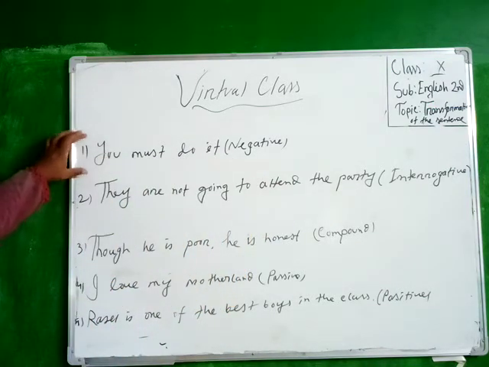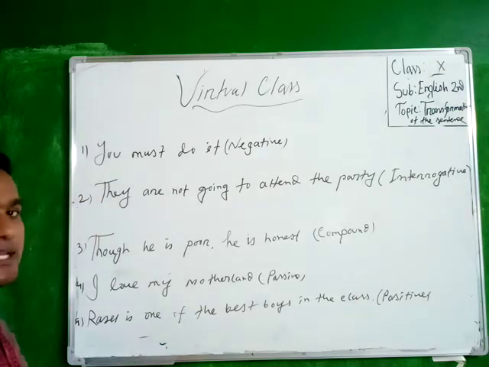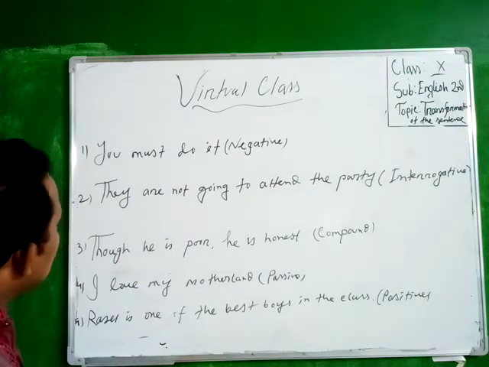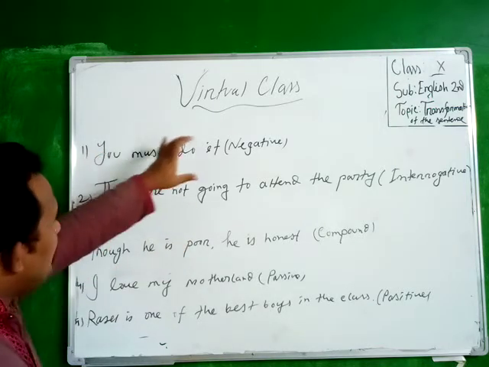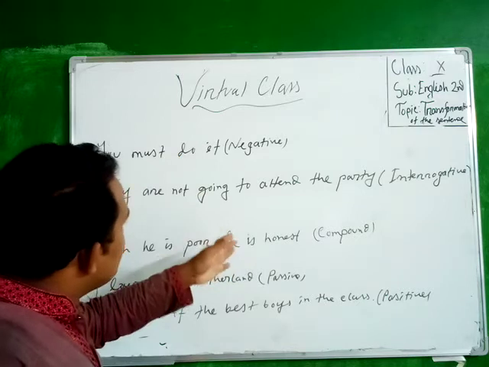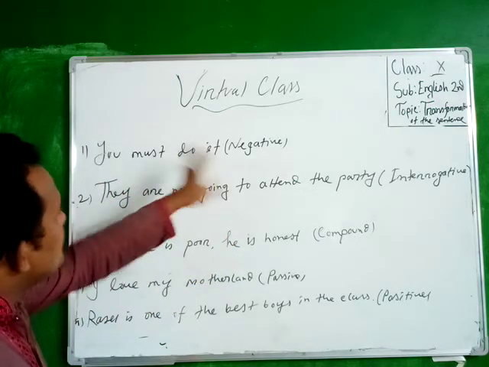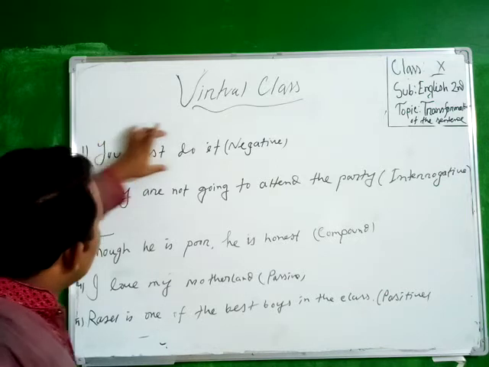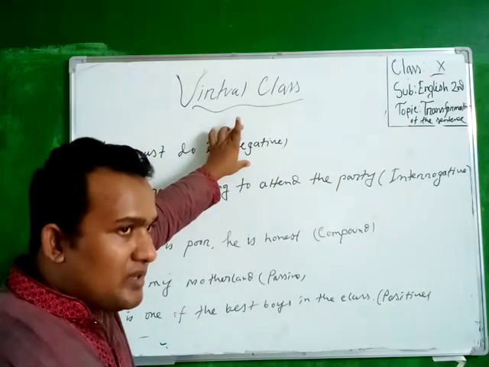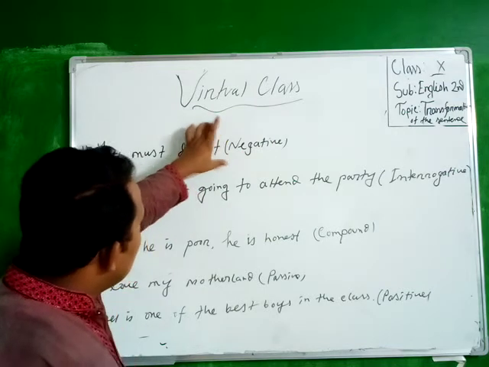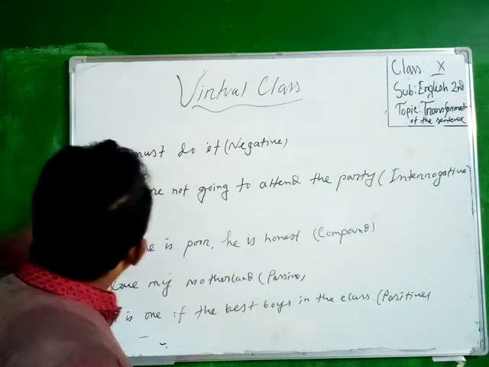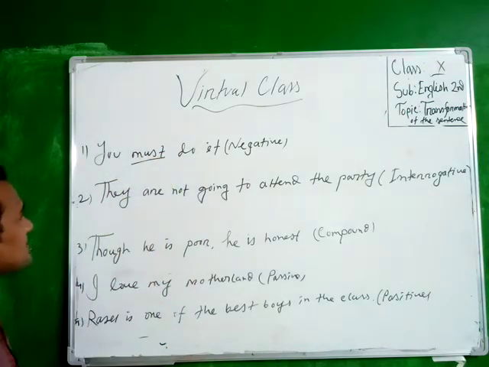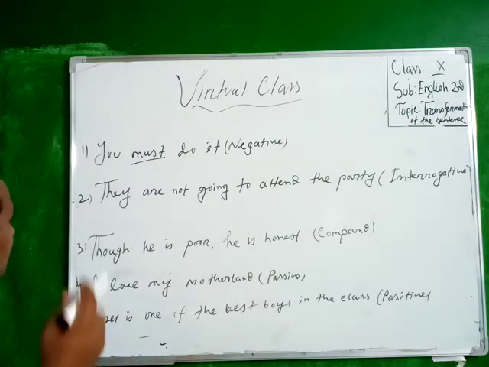You can see that concept number 1. You must do it. You have to make it negative. You know that assertive sentence is two kinds. One is affirmative and another is negative. You have been told or asked to make it negative. That means this sentence is affirmative. So whenever you find must, it is a sign of an affirmative sentence.